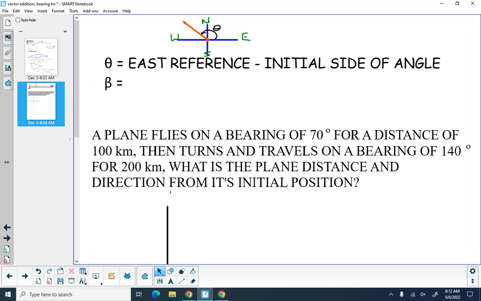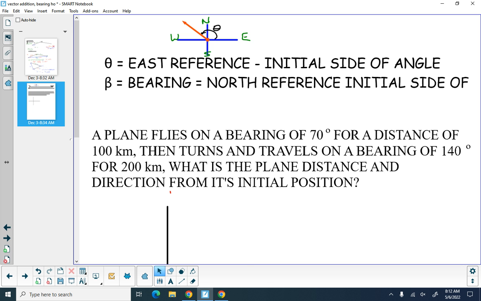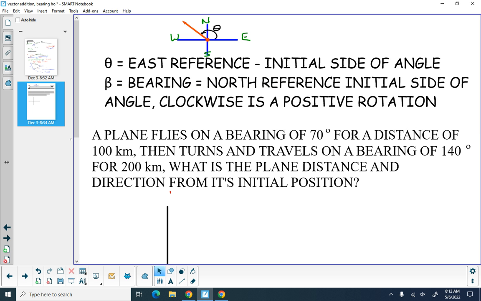When you talk about airplanes and boats, they deal with bearing. And with bearing, this is a north reference with the initial side of the angle. And clockwise is a positive rotation. Clockwise is a positive rotation.